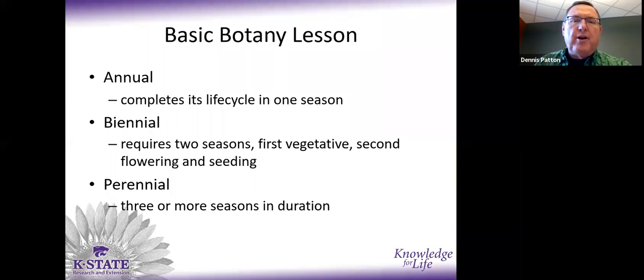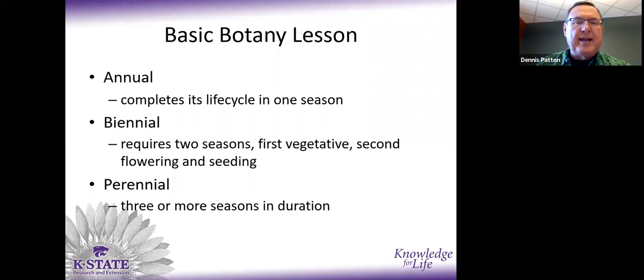So let's review with our little basic botany lesson again. An annual plant completes its life cycle in one season. I mentioned there's actually two ways we call annuals. One is this true definition. It comes up, it flowers, it dies. No matter what you do, it's not going to live on. And then we call plants that die with a frost also annuals because they die at the end of one season. Biennials require 2 seasons.